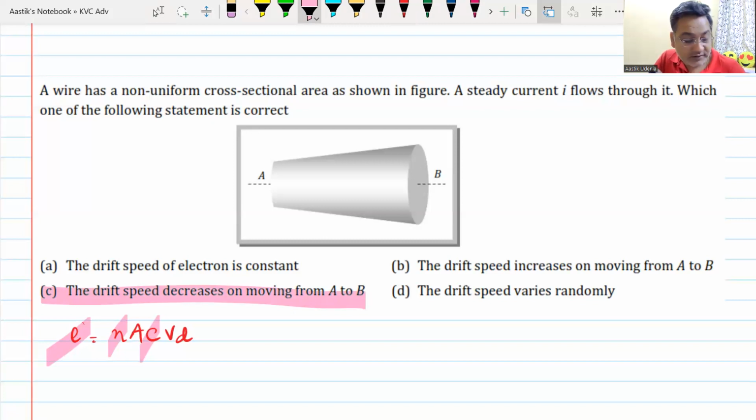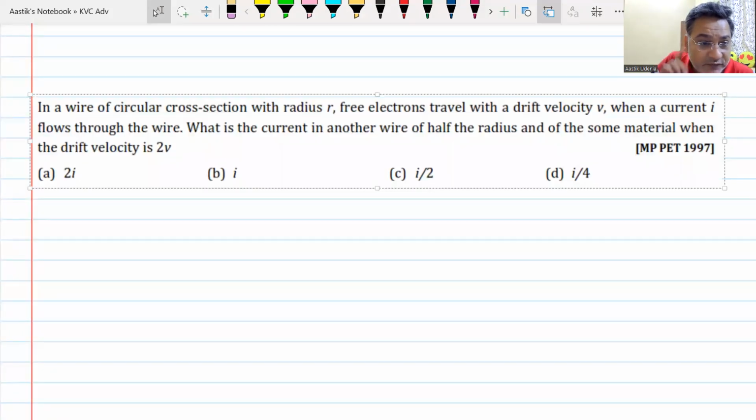Again, it only depends on whether you understand the diagram and the formula that we have written. In a wire of circular cross section with radius r, free electrons travel with a drift speed vd, it is v. When a current I flows through the wire, what is the current in another wire of half the radius, same material? The drift speed is 2v.